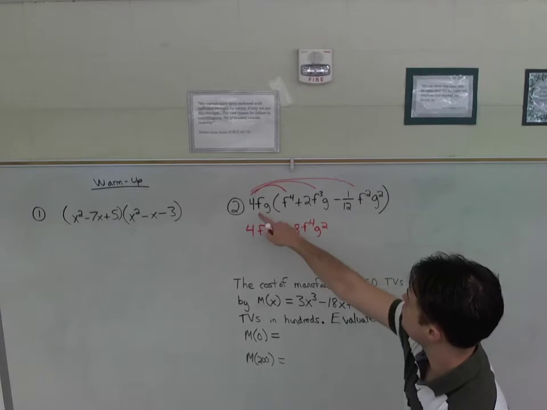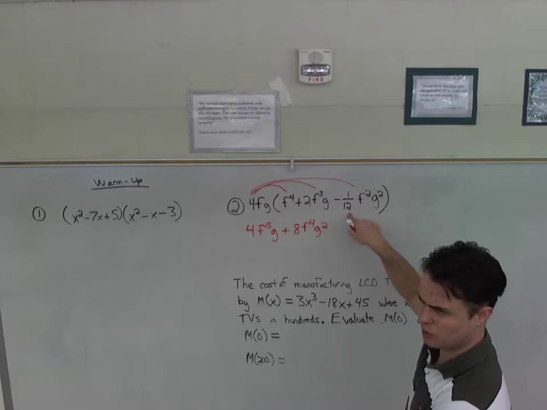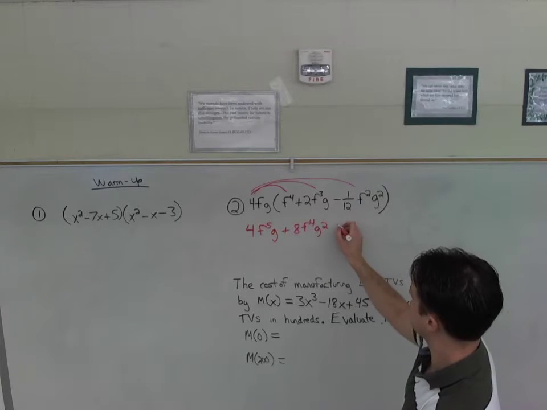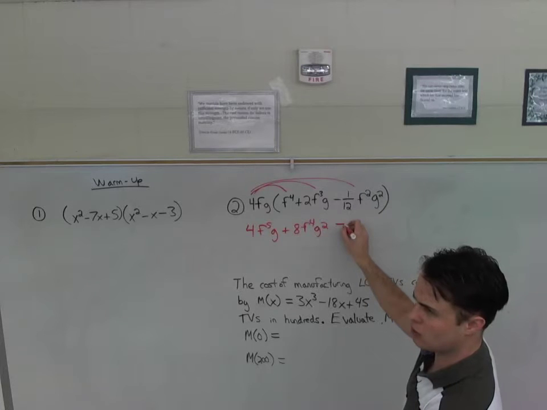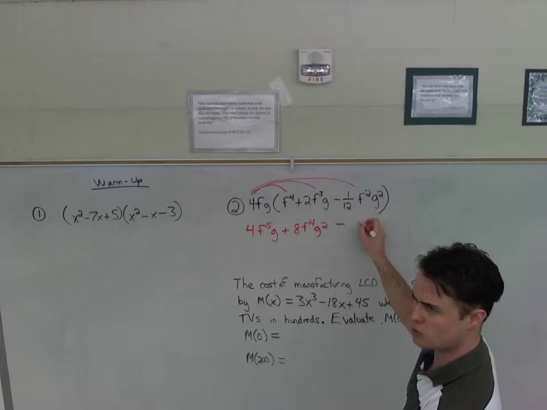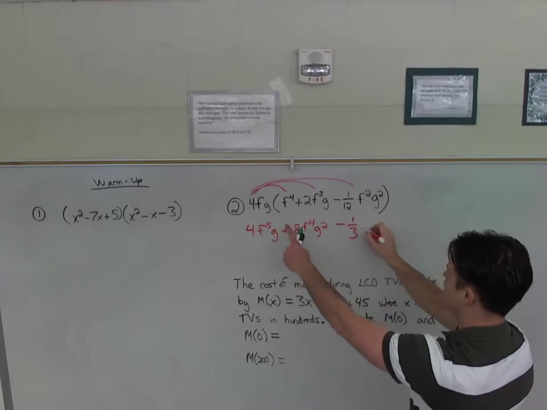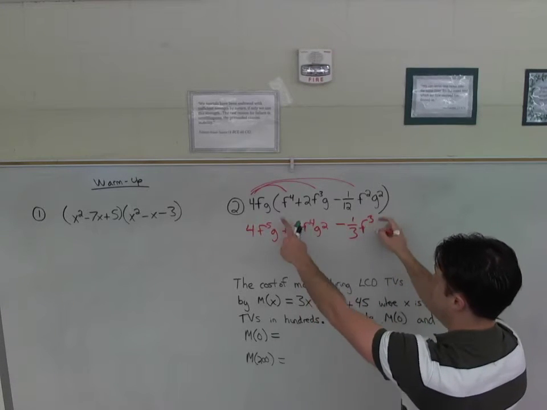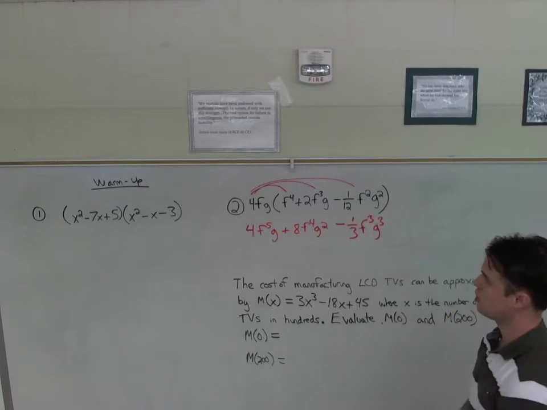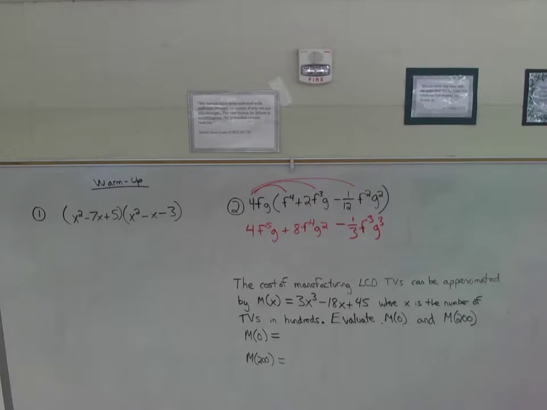Okay, so then this one, 4 times negative 1/12 is going to be negative, right? 4 over 12, what's 4 over 12? 1/3, okay. And then we've got 3 f's, or f times f times f, and same thing with g's. Done. Unless any of those go together, do they?